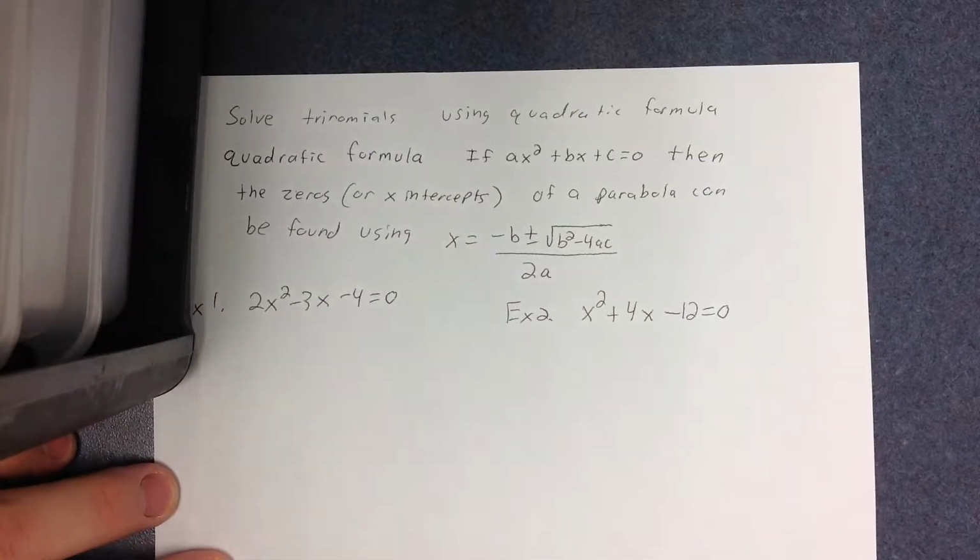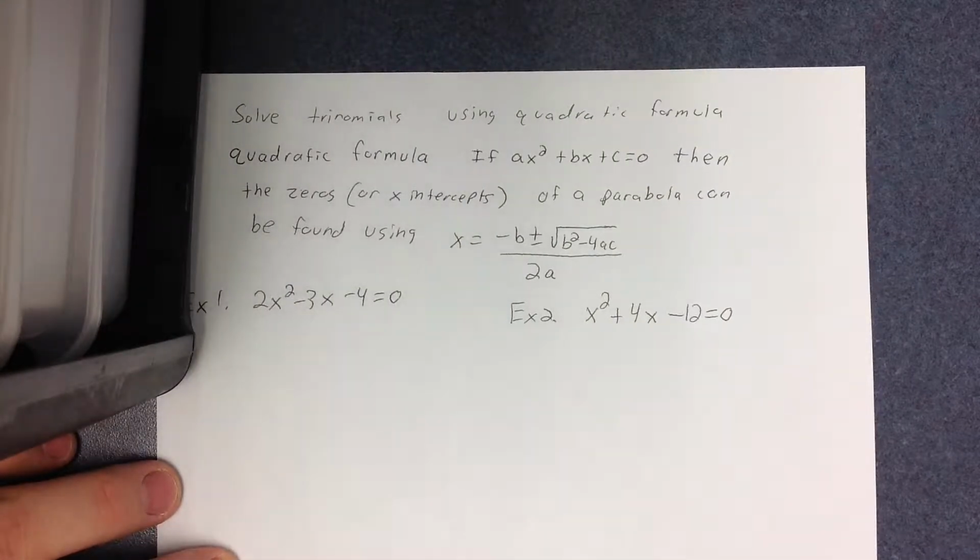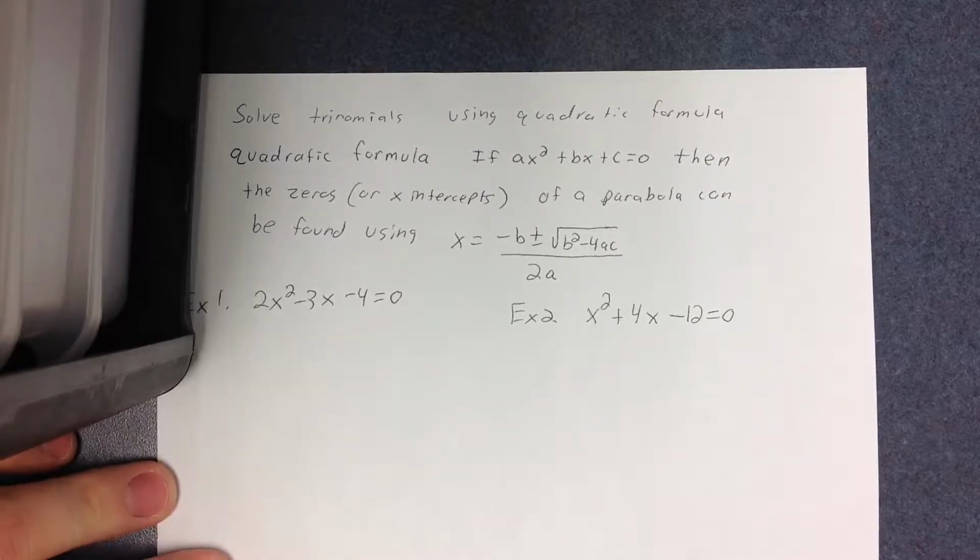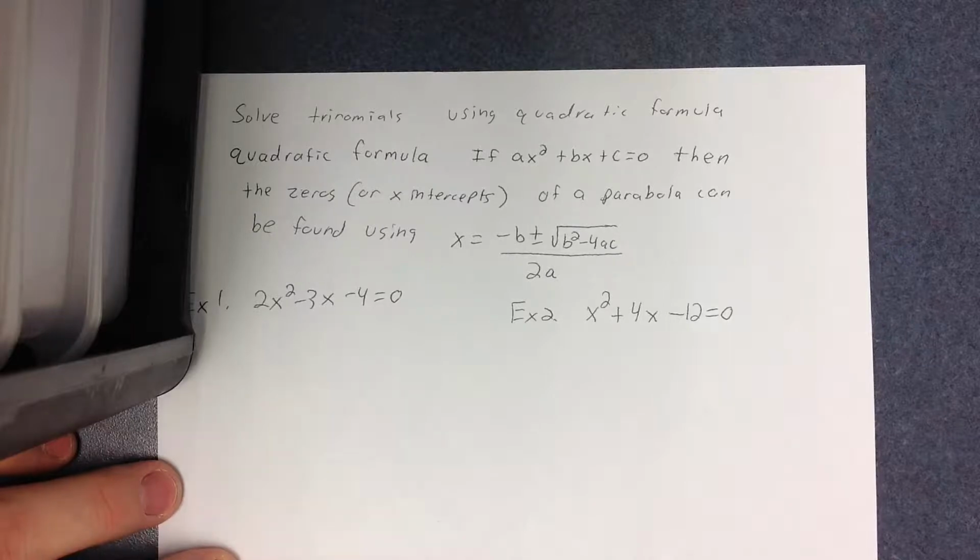Okay, next we're going to talk about solving trinomials using the quadratic formula. Sometimes you can't use the diamond because there aren't two integers that multiply to get the top and add to get the bottom. So in this case, we've got to use what's called the quadratic formula.